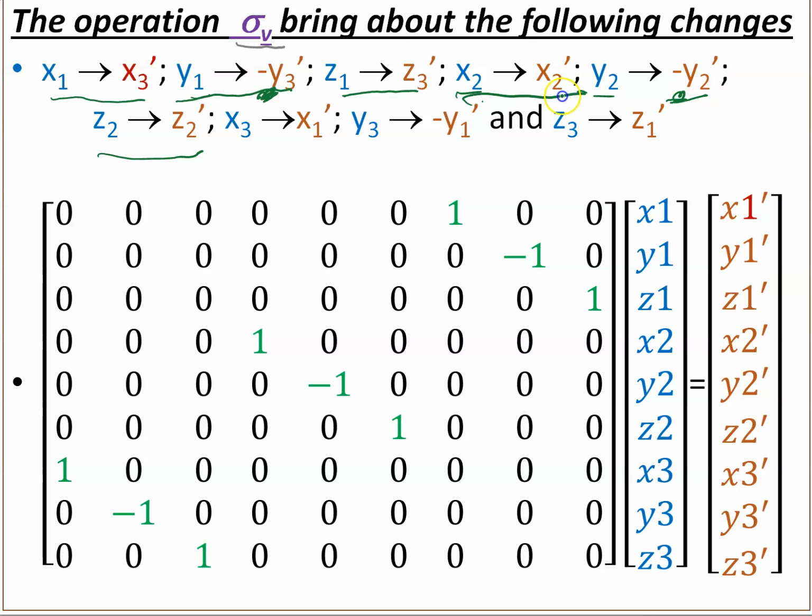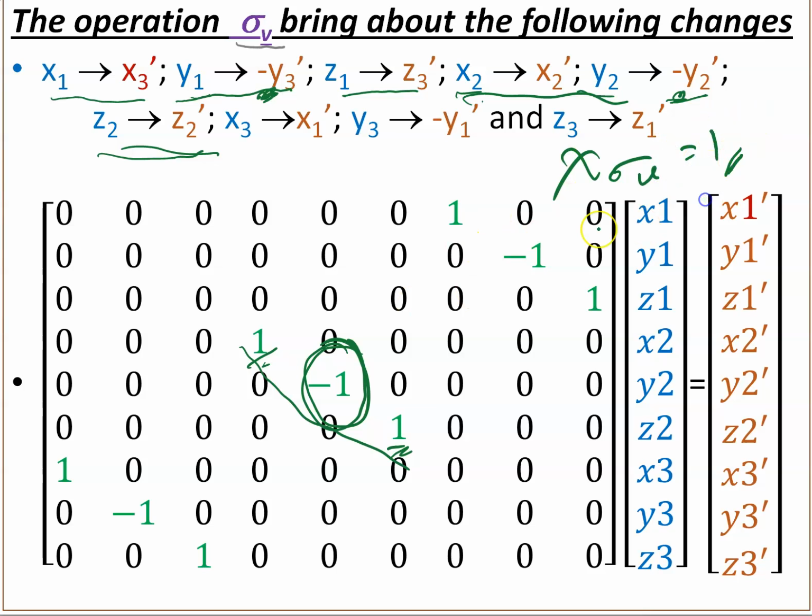So only these three will be in the diagonal elements. Only the y becomes minus 1, x and z are equal to 1. Therefore, the character of sigma v is equal to 1.